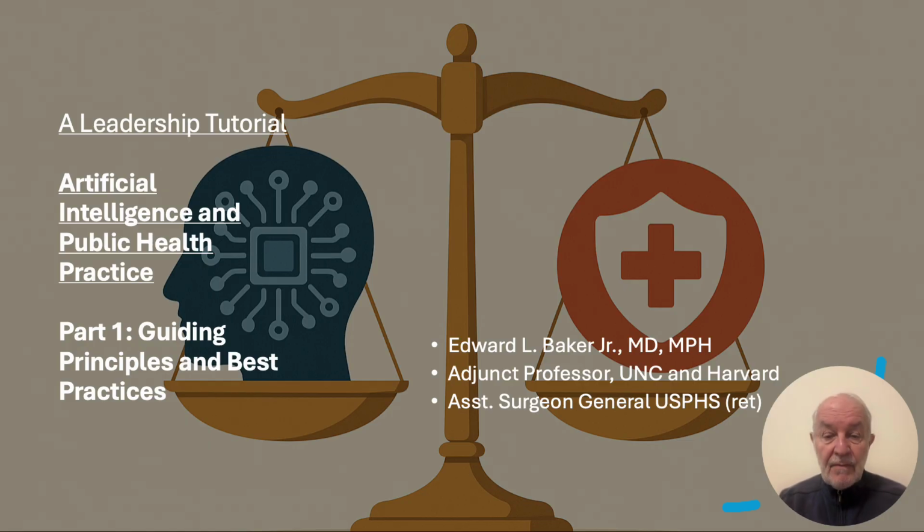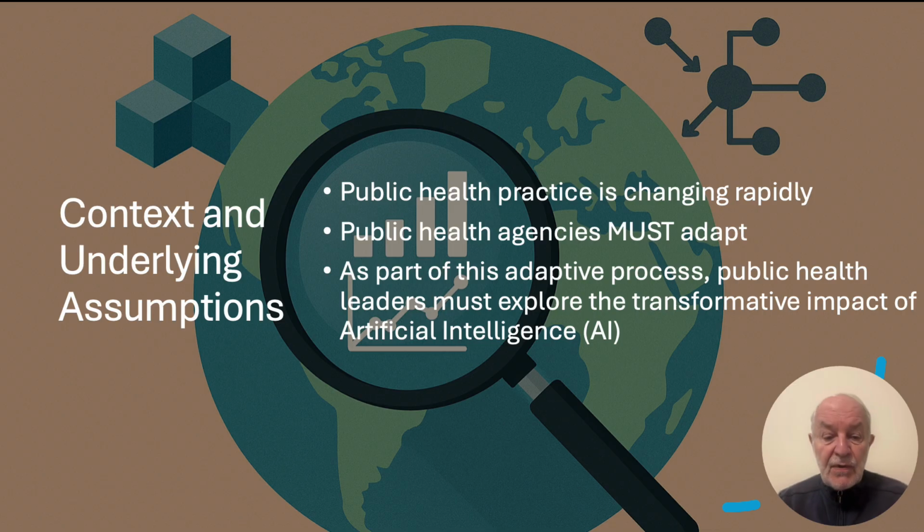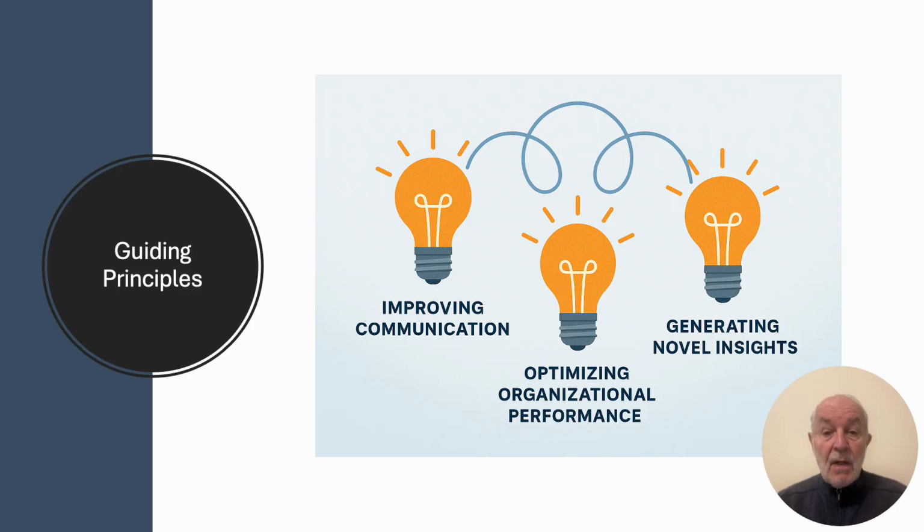So let's get started. First of all, as you well know, public health practice is changing rapidly in our country and around the world, and public health agencies must adapt to this change. As part of this adaptive process, public health leaders must explore the transformative impact of artificial intelligence. Well, what is this all about? Here are a few guiding principles that could lead the way as you do so.